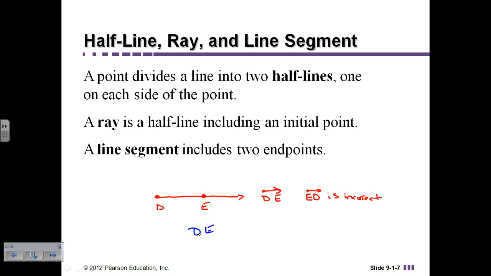The line segment is DE, and we represent that with a bar over top, usually with 2 points on each end. Sometimes you'll just see the bar. So a line segment is the two endpoints and all the points in between. A half line is from the starting point all the way out, but it does not include the starting point. So usually with the half line, your picture will look like this, with the open circle at D, and our symbolism again is DE, but we have the open circle here instead of the closed circle.